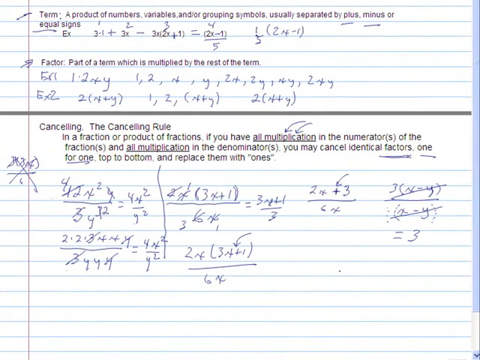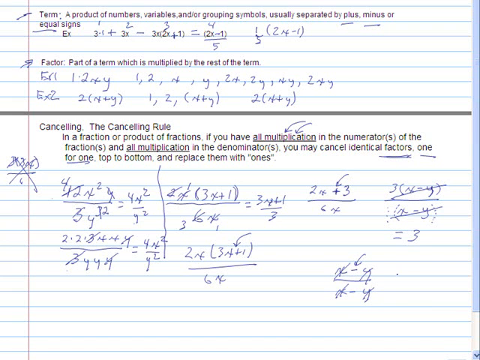Now that would be very different than if I tried to cancel like this, which I see very frequently on tests. Students will say, well, I'll cancel the x with the x and the y with the y. You can't. There's a minus on top. You can cancel a bracket with a bracket, but you can't cancel around a minus sign.